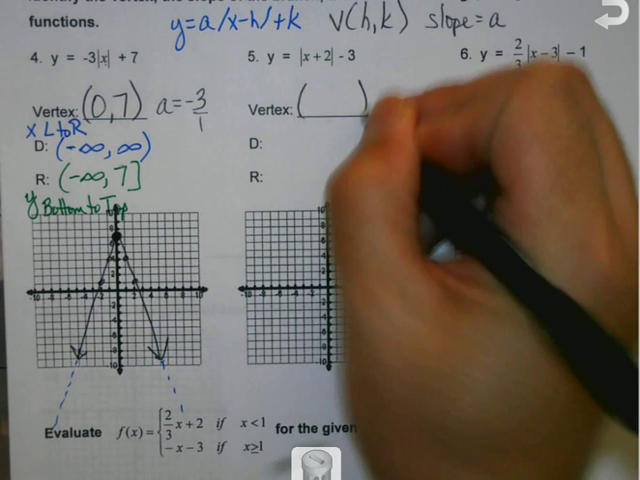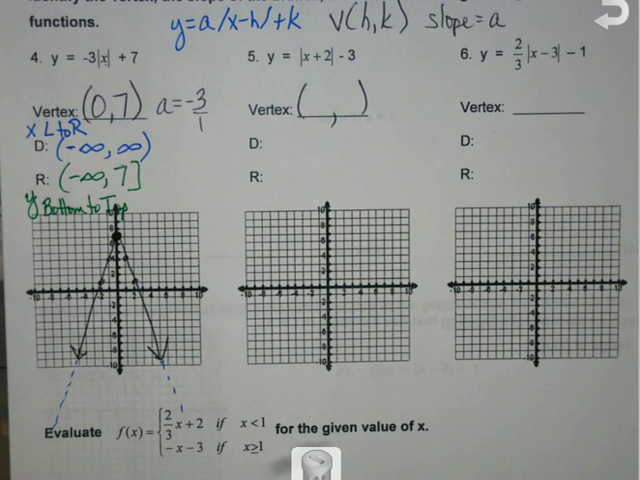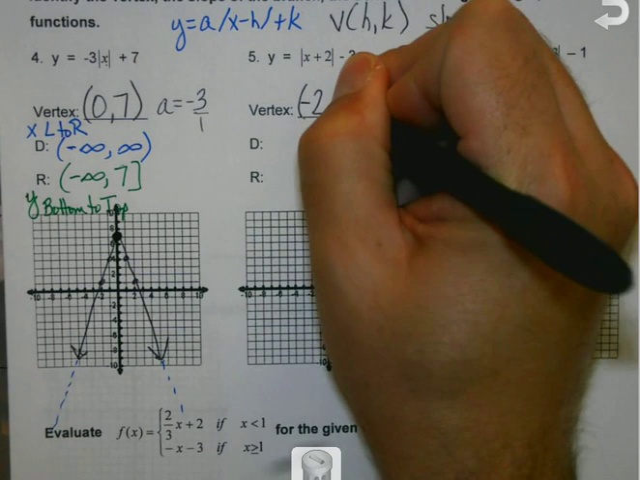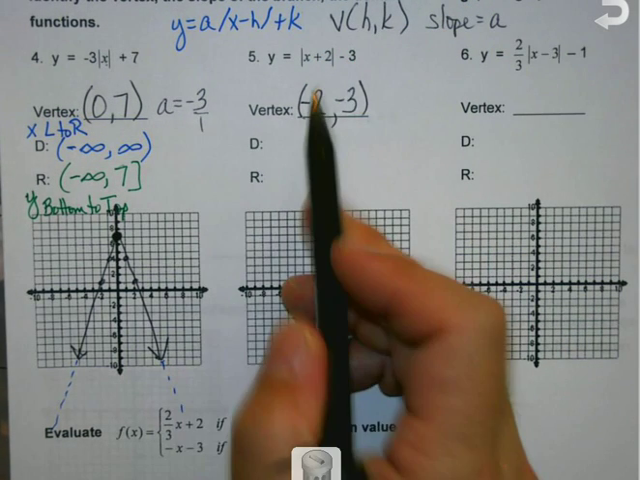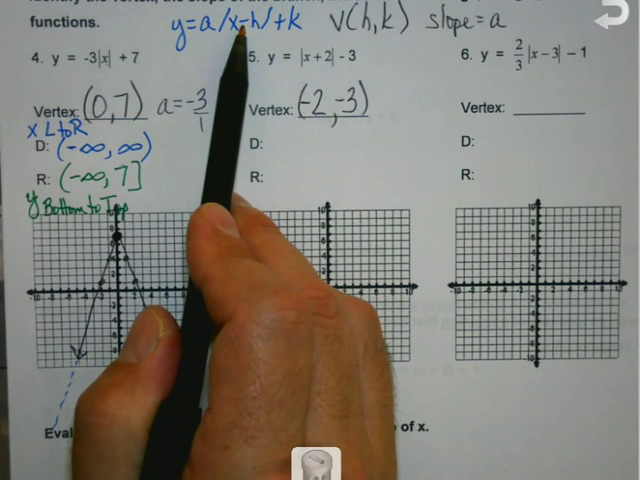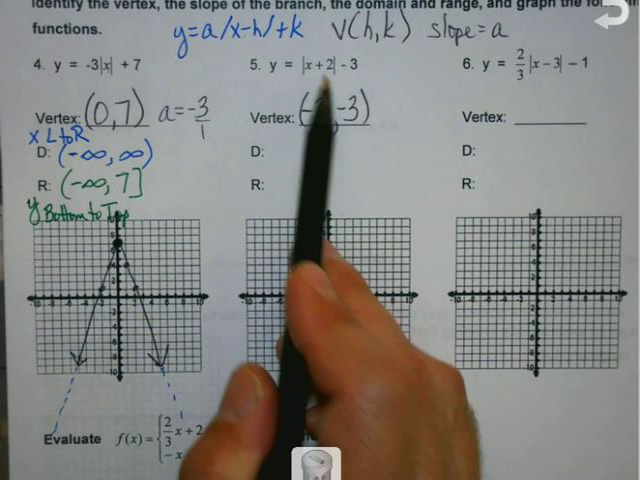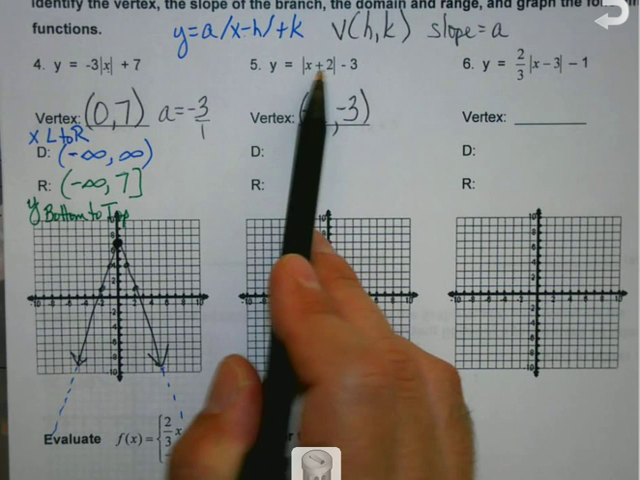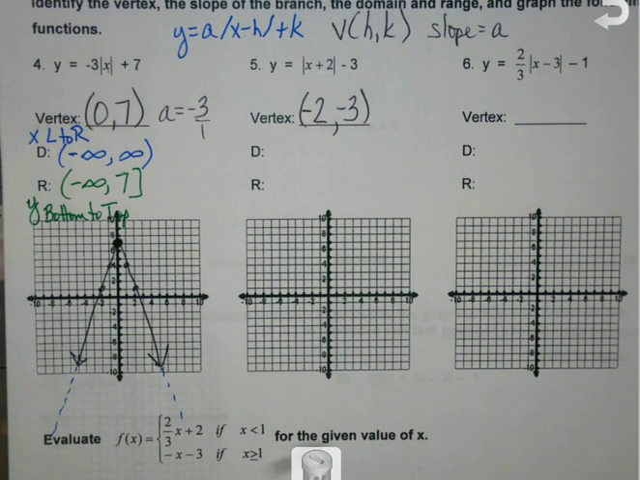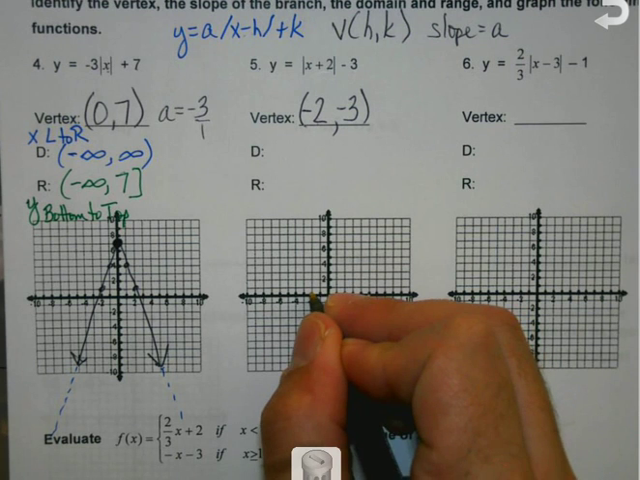So let's see if we got this. What's my vertex on number 5? You're like, now wait a minute. That says +2. Why'd you put -2? Because this tells me it's the opposite of h. My h value is the opposite of what I see here. So if that says plus, I'm going to use minus. If it says minus, I'm going to use plus. So -2, -3.